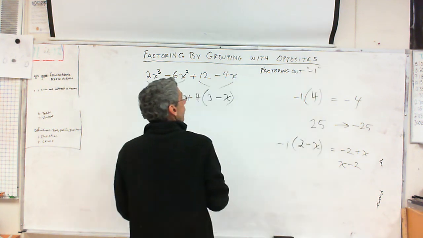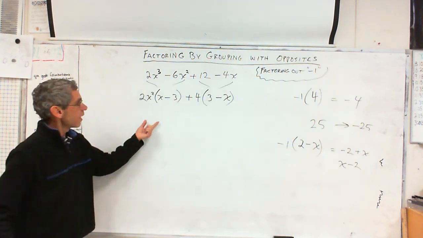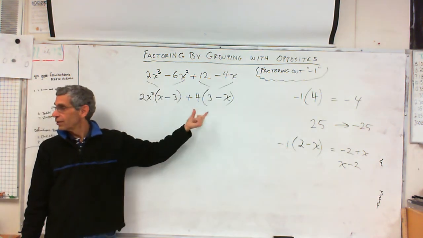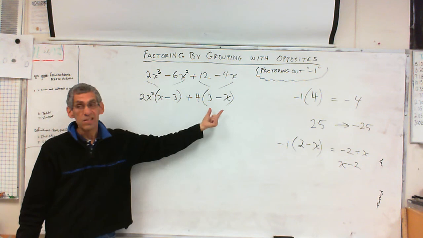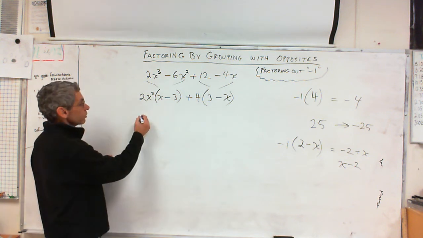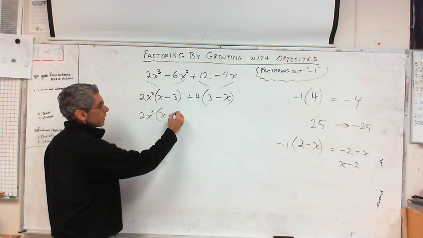Put that in parentheses, factoring out a -1. That is the method I'm going to use. I personally like x minus 3 better than 3 minus x, so I'm going to keep it that way and change this one. I'm just going to rewrite it: 2x squared, x minus 3.